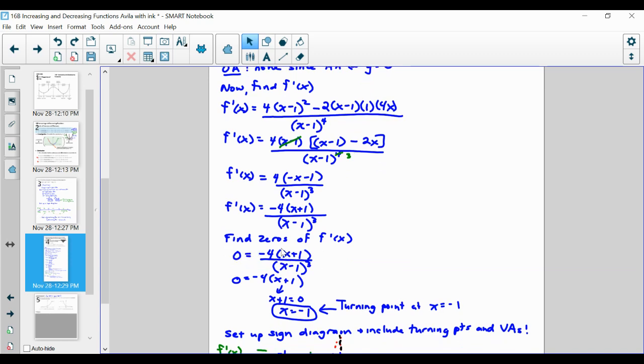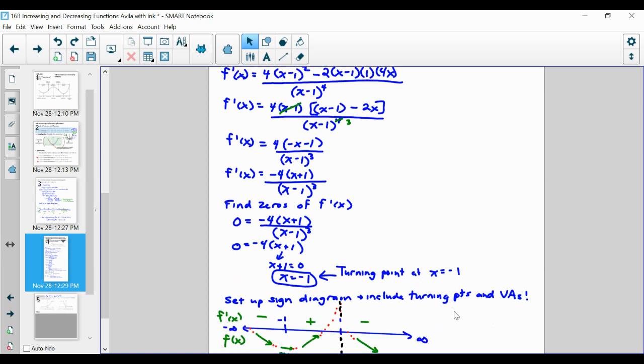Remember that when I set a fraction equal to 0, I only need to make sure that the numerator equals 0. It doesn't matter what the denominator equals, because the only way this fraction will equal 0 is if the numerator is 0. So I set the numerator equal to 0, solve for x, and I find a turning point at x equals negative 1.